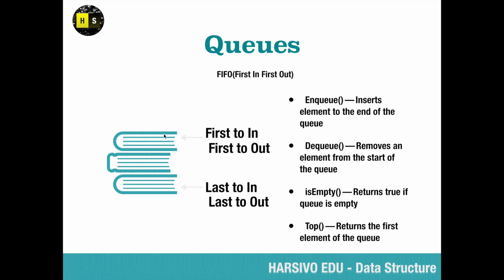So dequeue will remove the first element from the queue and also give you the first element, whereas top will give you the first element, but it wouldn't remove it from the queue.